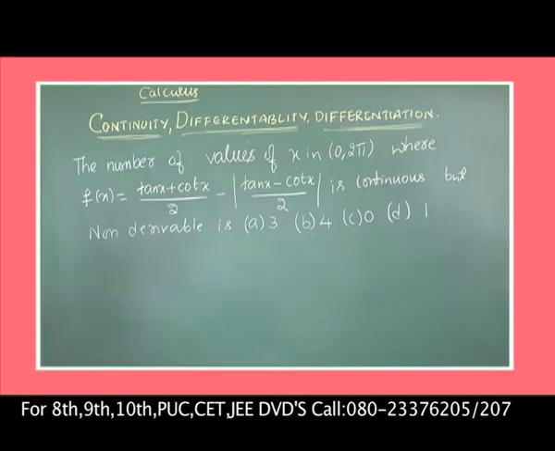The number of values of x in (0, 2π), where f(x) = (tan x + cot x)/2 − |(tan x − cot x)/2| is continuous but not differentiable, is: option A 3, option B 4, option C 0, and option D 1.